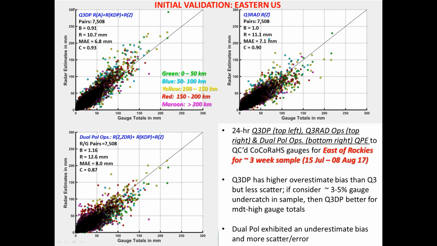And by the way, most of these precipitation events were convective, which regularly have 10 to 15 knot winds gusting up to 20, 25 knots. So you're going to have some gauge undercatch occurring, probably anywhere from 3 to 5%. So this overestimate bias here may actually be a little bit less than what you see. And this little bit of underestimate bias you see in Q3 radar only at the higher gauge totals may actually be a little bit worse because of the gauge undercatch.